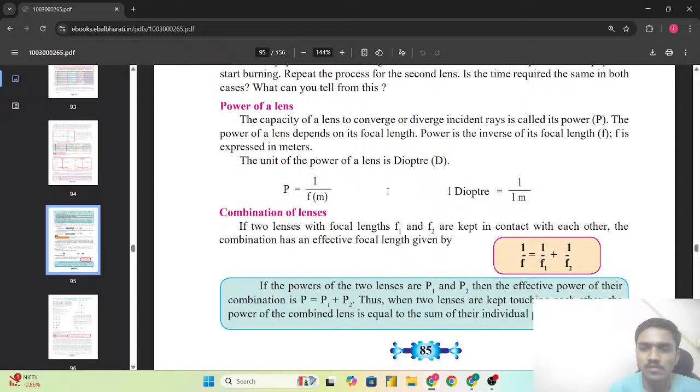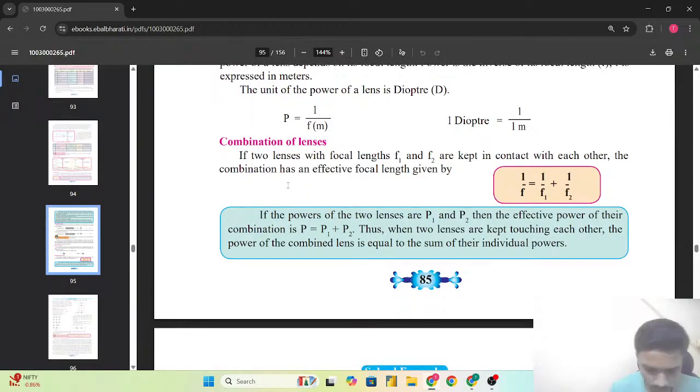As we have seen from the power formula, power is equal to 1 upon focal length in meters. So, to calculate the overall power of a particular combination of lenses, we just add the powers: P is equal to P1 plus P2. A numerical may be asked on this basis, where the focal lengths of the different lenses will be given, and we have to calculate the overall power of that particular combination of lenses.